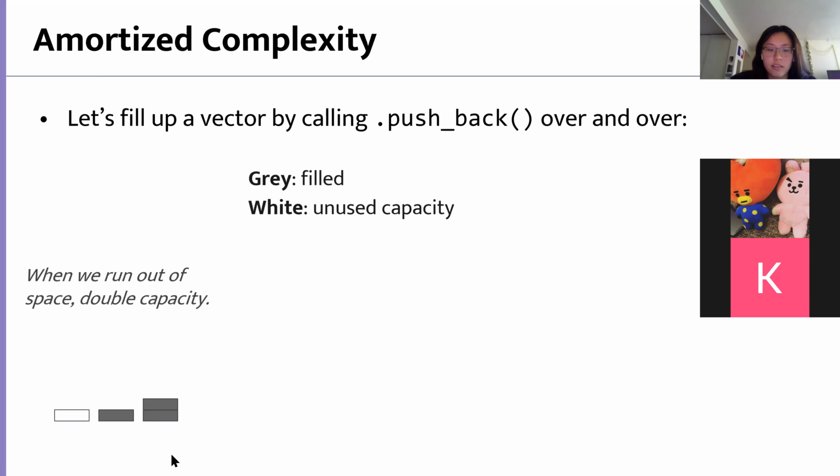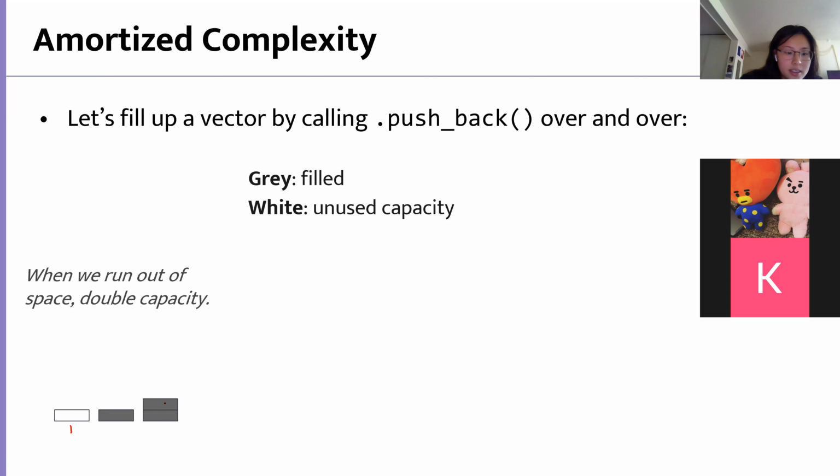And so let's look at this in more detail. Let's fill up a vector calling pushback over and over. This gray part is the filled space, and this white part is the unused capacity. When we run out of capacity, we'll be doubling it, right? So we're starting off with this vector of capacity 1, and then we're filling it, and then we want to push in another element.